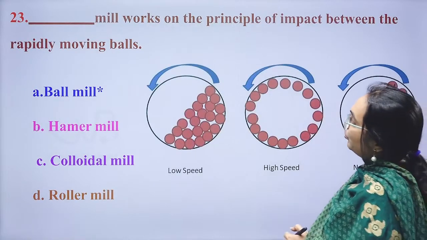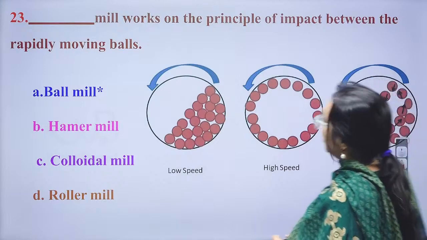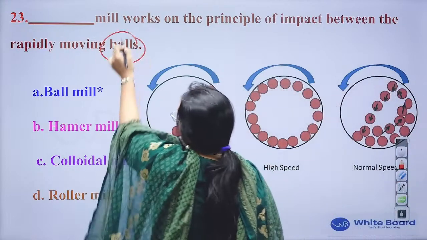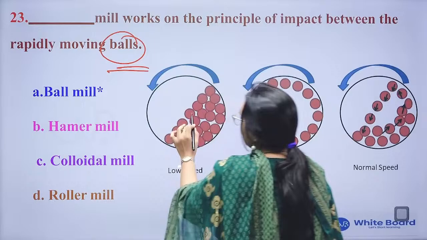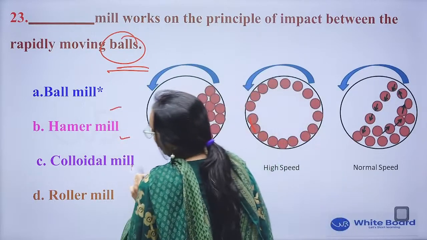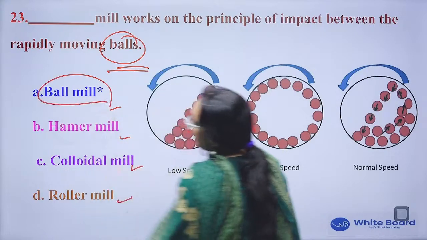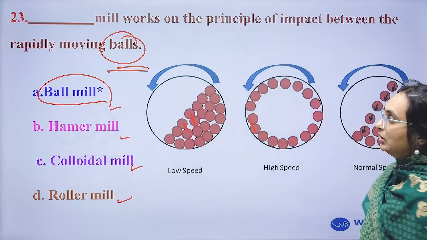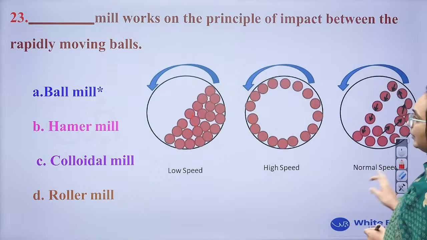Next, ball mill works on the principle of impact between the rapidly moving balls. So, the name itself is indicating that the impact is being done between the balls. So, ball mill, hammer mill, colloidal mill, roller mill. Answer here is ball mill. Okay, 23 option is A.